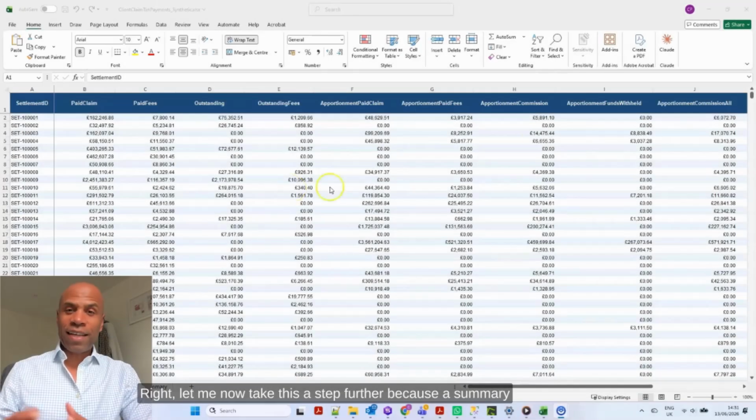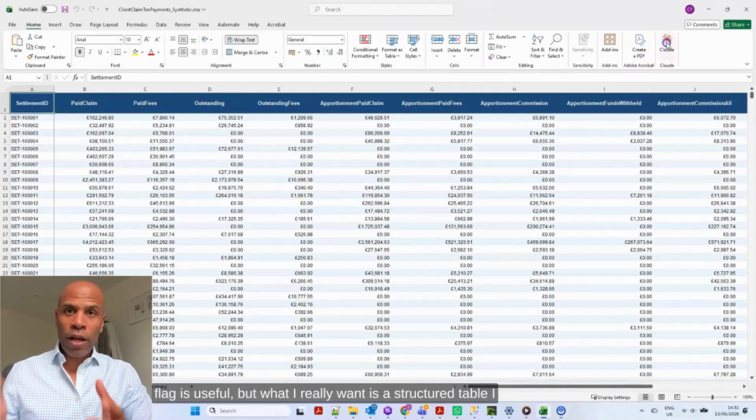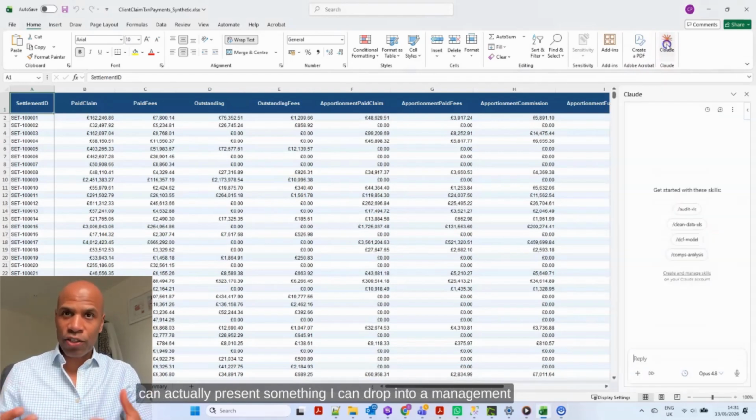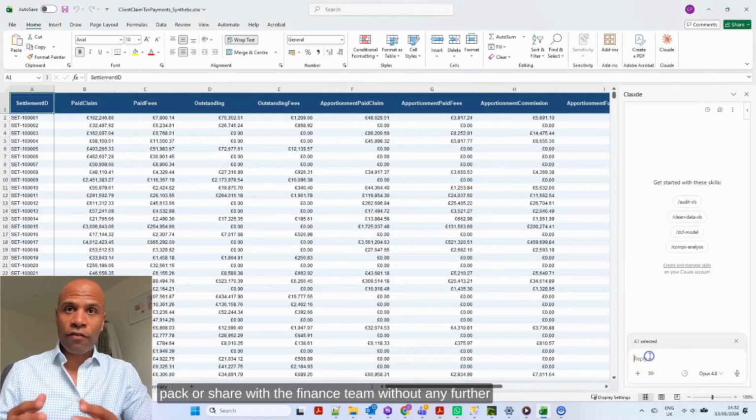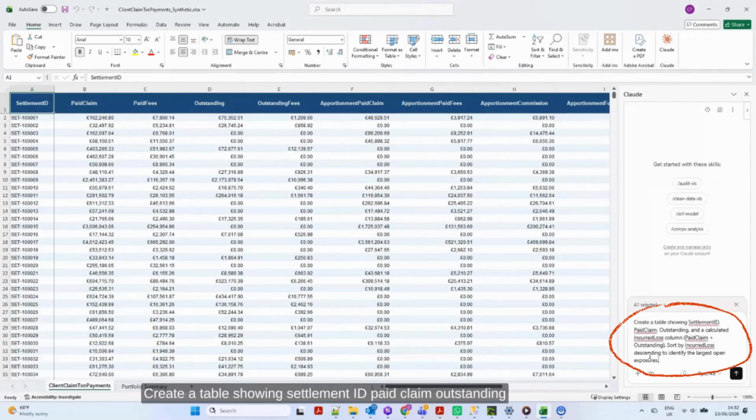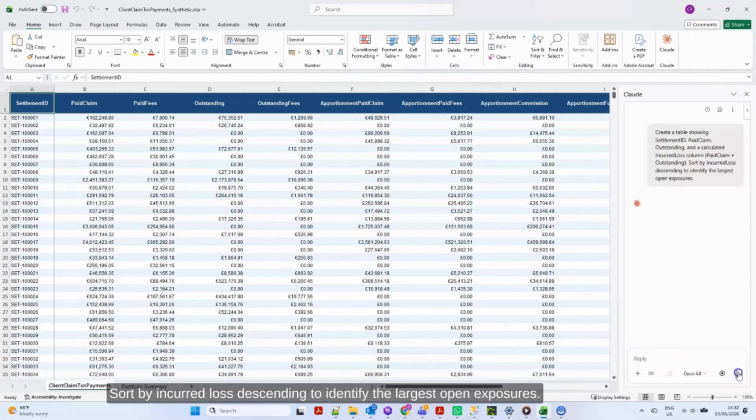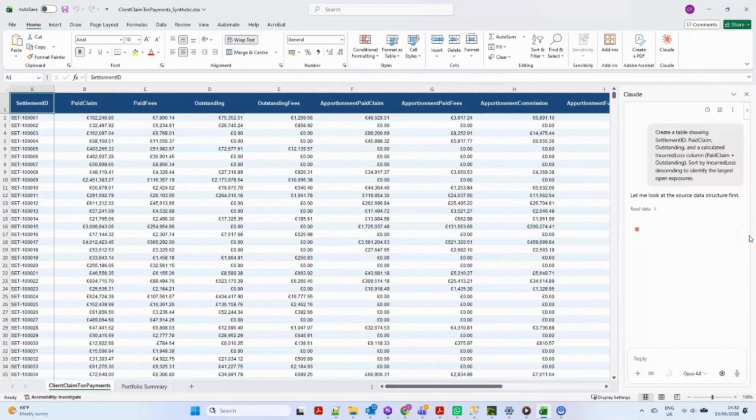Right, let me now take this a step further, because a summary flag is useful, but what I really want is a structured table I can actually present, something I can drop into a management pack or share with the finance team without any further formatting work. So let me type the second prompt. Create a table showing settlement ID, paid claim, outstanding, and a calculated incurred loss column, paid claim plus outstanding, sorted by incurred loss descending to identify the largest open exposures.